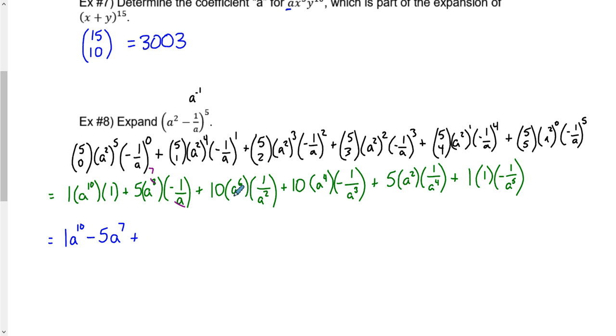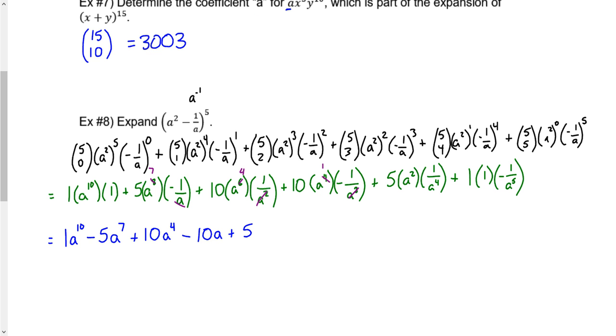Okay, 10 and 1 is 10. a to the power of 6 and a squared. Well, 2 of them are going to cancel off, which means we're going to be left with 4. So a to the power of 4. Subtract, because 10 and negative 1 is going to be negative 10. a to the power of 4 and 3 of them, we're going to be left with 1 of them. Let's see, we're going to add a 5.